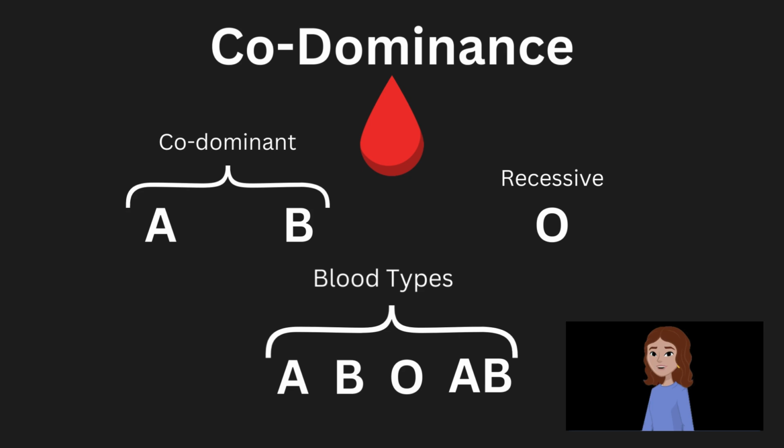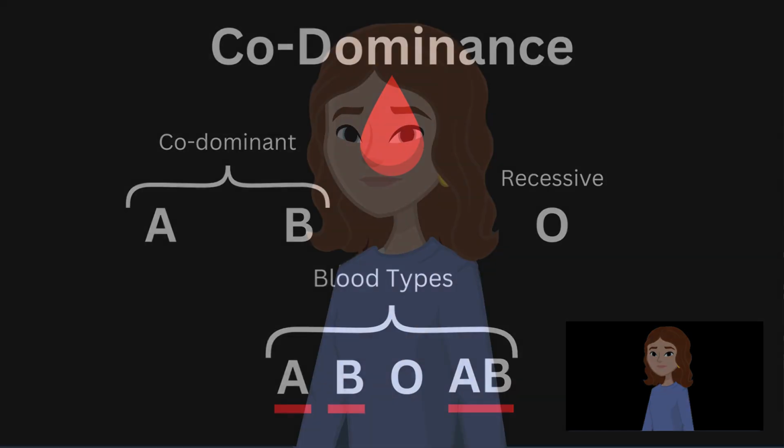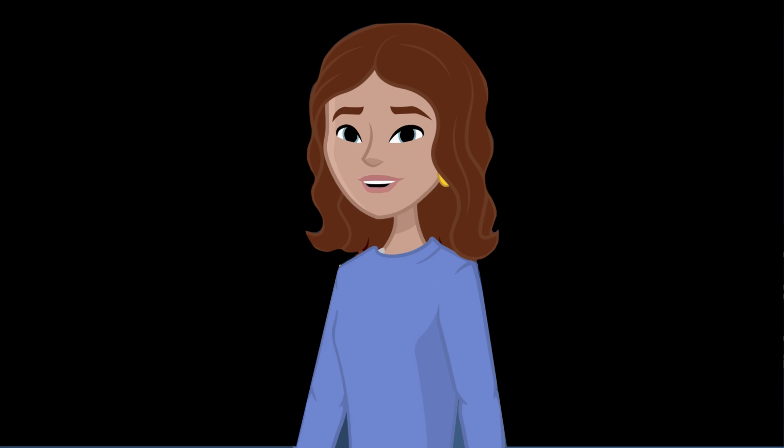Codominance comes in when an A blood type and a B blood type have an offspring to create an AB blood type. If you know your blood type, consider asking your parents what theirs are so you can practice the Punnett square for yourself. And that's a wrap on Mendelian genetics, non-Mendelian genetics, and Punnett squares.